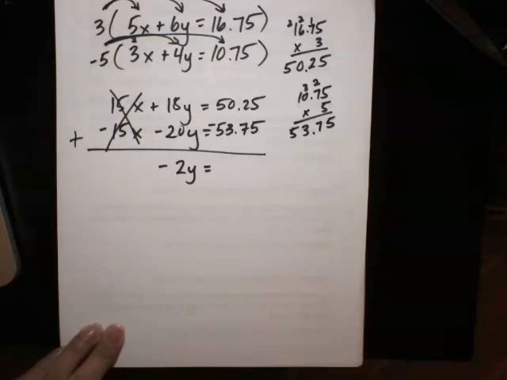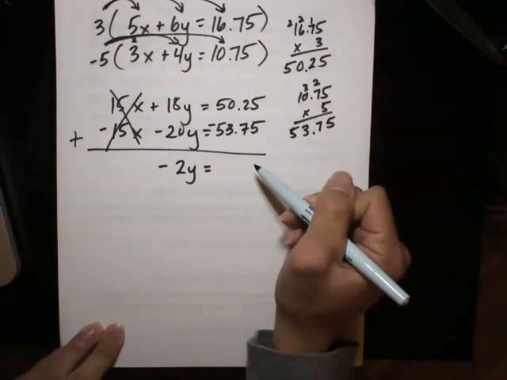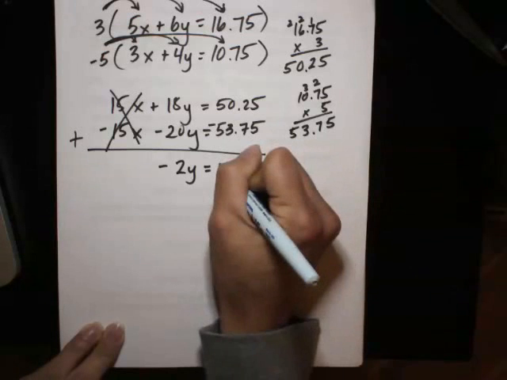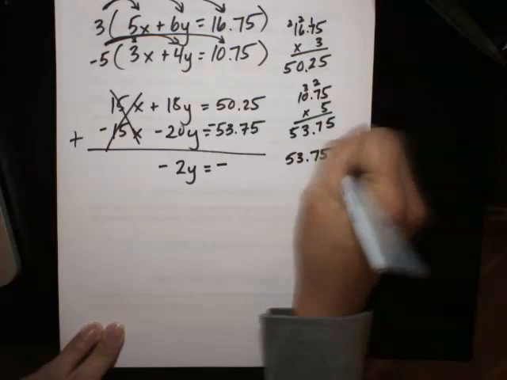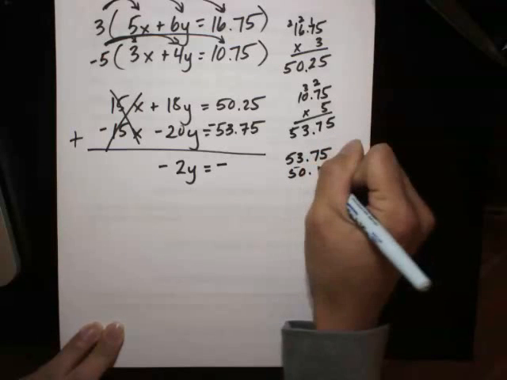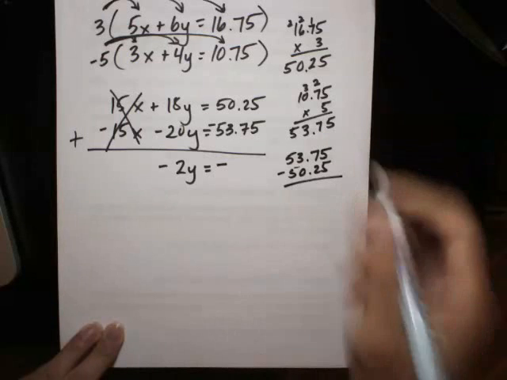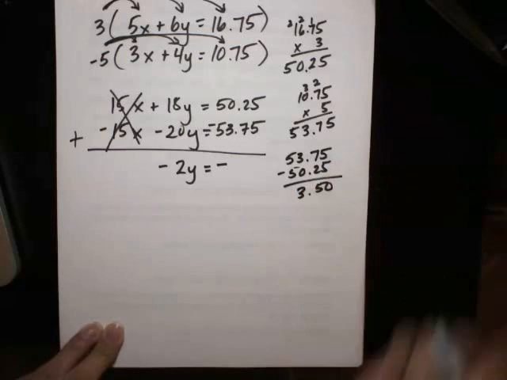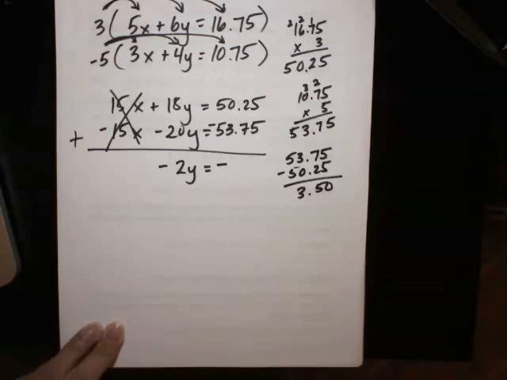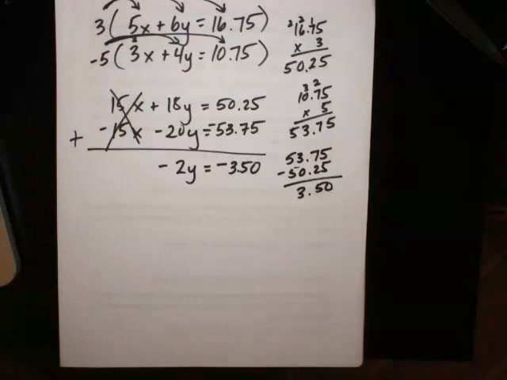$53.75. And I always ask myself, is it going to be more positive or more negative? In this case, it's going to be more negative. And I ask myself, well, how much more negative is it? To find out the answer to that question, I'm going to have to subtract to find the difference. How much more negative? In this case, it is $3.50 more negative. So $3.50 more negative.